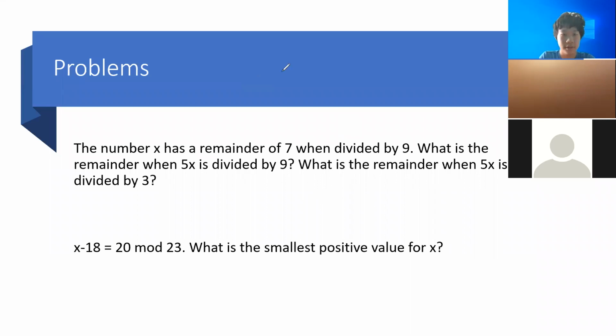Just go over this for now. All right, then it might give you a better idea of how to do the rest of them. So the number x has a remainder of 7 when divided by 9. What's the remainder when 5x is divided by 9?